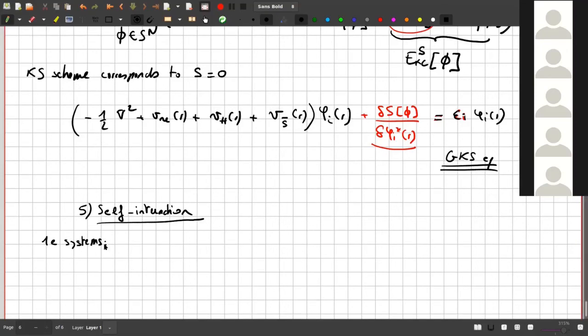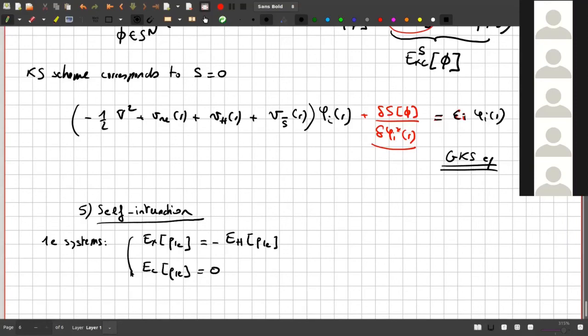then you only have one occupied orbital, and it's easy to show that the exchange energy for a one-electron system must be the opposite of the Hartree energy for one-electron densities. And also, obviously, the correlation energy for a one-electron system must be 0. So these are important constraints.